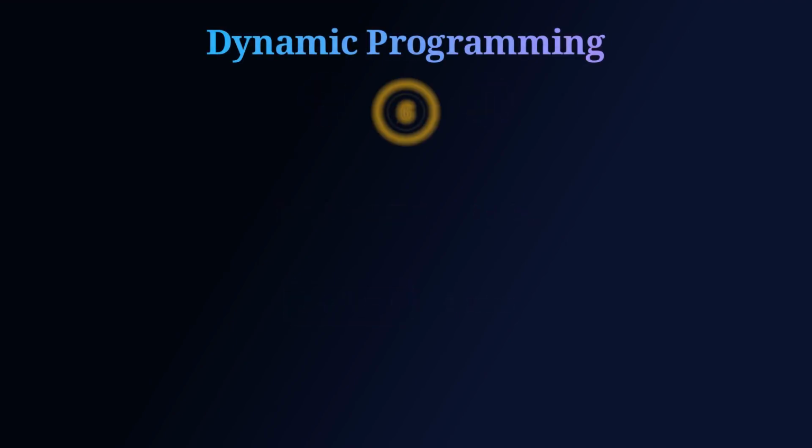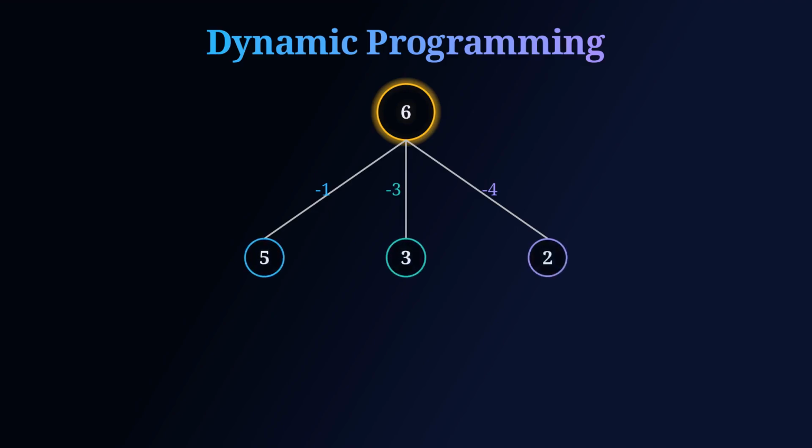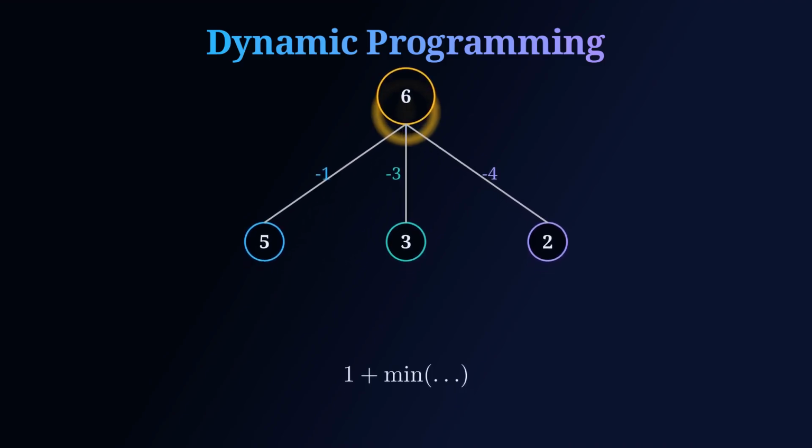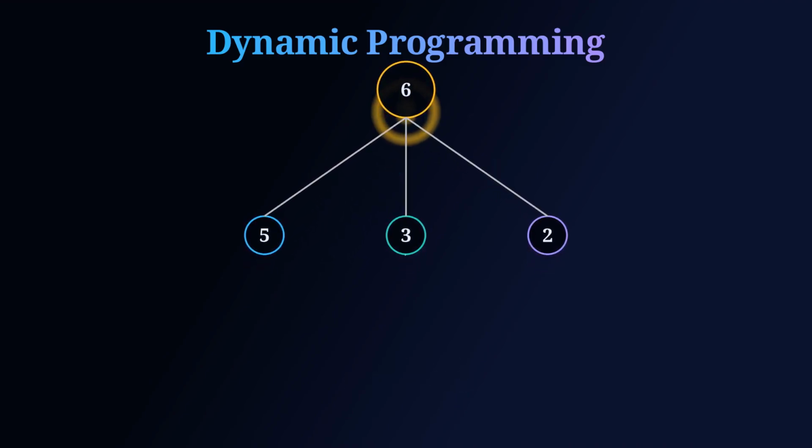So how do we consider every option without missing anything? We ask a simple recursive question. To make an amount, we try each coin as our first pick, then we ask for the fewest coins to make whatever remains. The best overall answer is 1 plus the smallest of those smaller answers. This is a beautiful idea because the big problem is built out of smaller copies of itself.